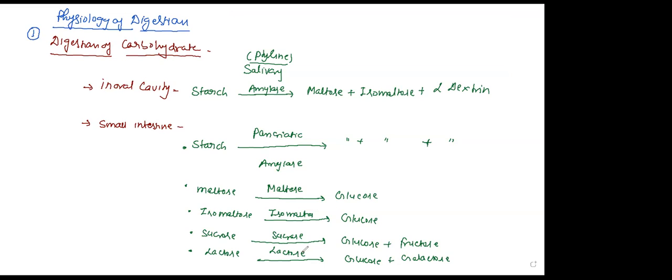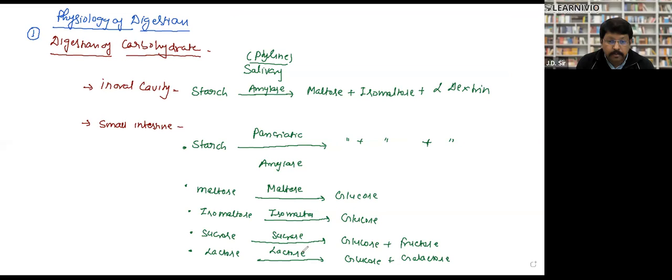So what is written above salivary amylase? Salivary amylase, ptyalin, that is ptyalin. Like I have mentioned when we were discussing the salivary gland, salivary amylase is also known as ptyalin. Both are the same thing.